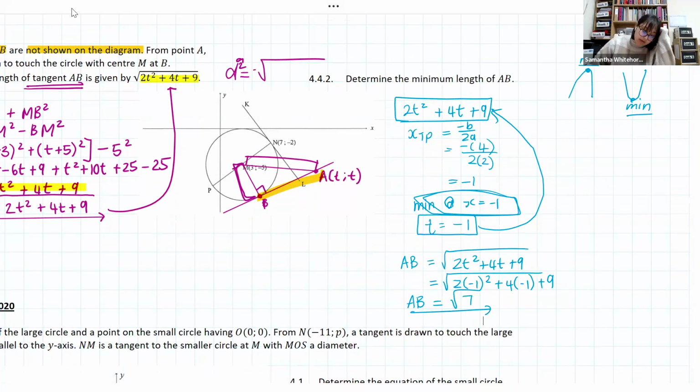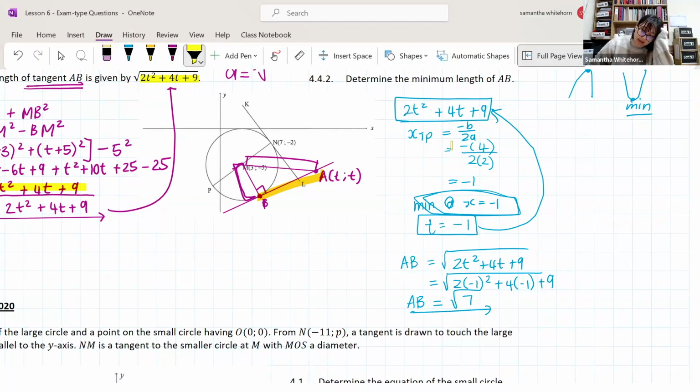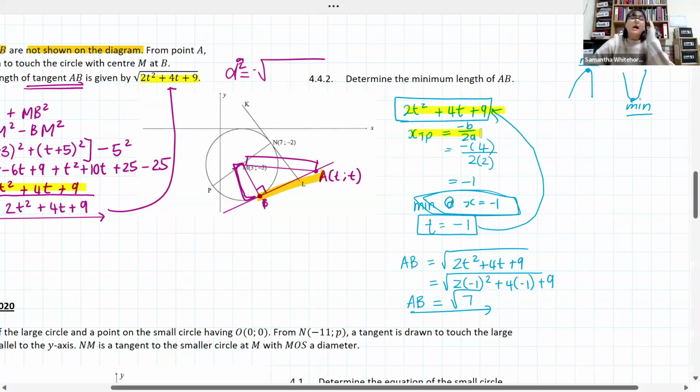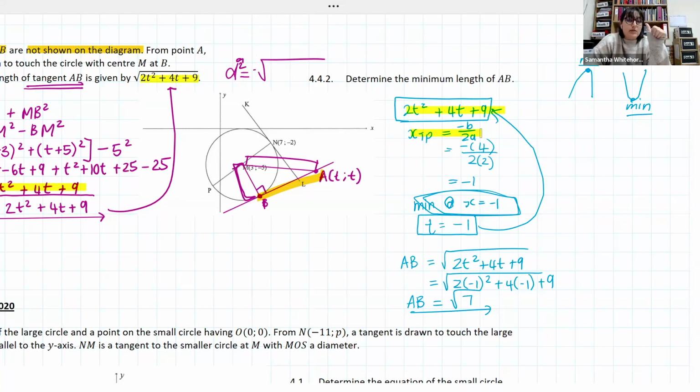Okay, now this concept of minimum and maximum comes up a lot in sequences and series as well. Particularly with quadratic number patterns, I might ask you for what value of n the sequence would reach a maximum or a minimum.